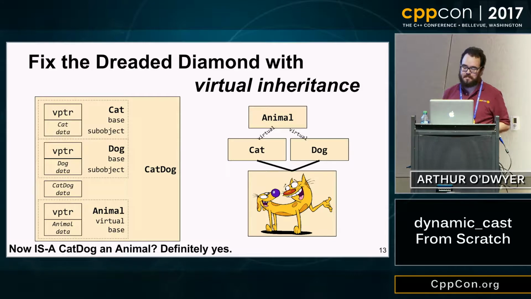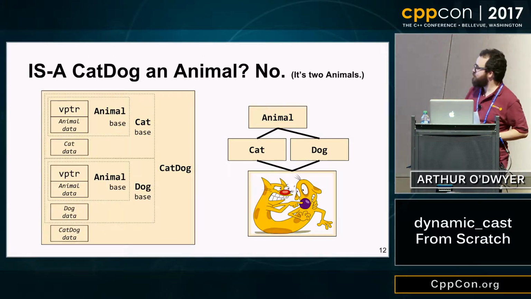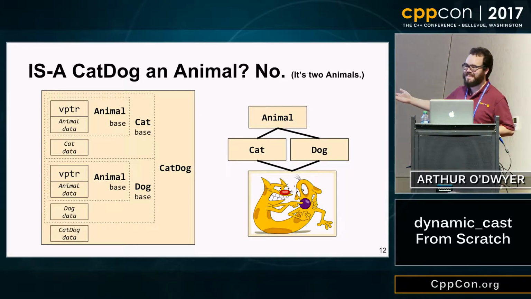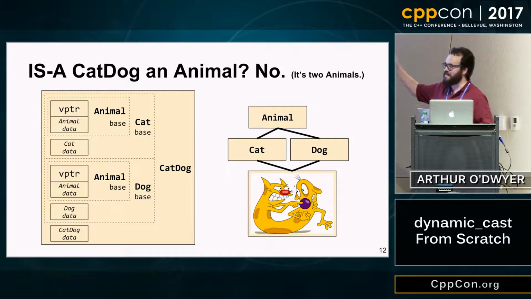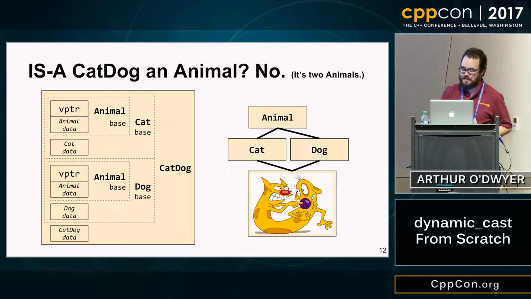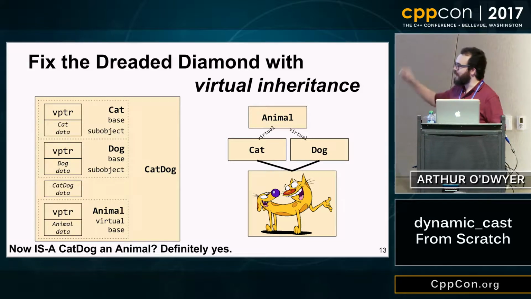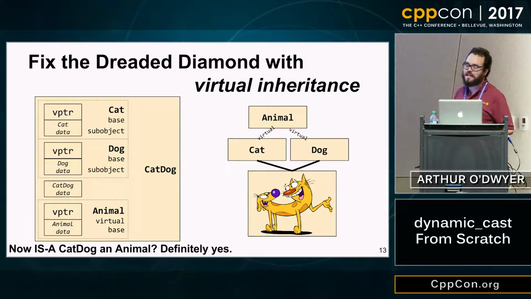Because if I were to point to this CatDog and say, "Mommy, can I have that animal?" she'd be like, "Which one do you mean?" Right? It's not one animal, it's two animals. When I point to the CatDog, I have no idea what animal I'm talking about. However, we can fix this. If we give the CatDog just one Animal subobject, then when I point to it and say, "I would like that animal," you know exactly which one I mean. And we do that with virtual inheritance.